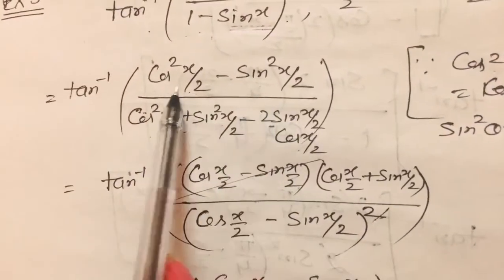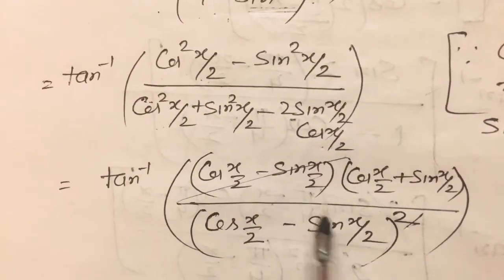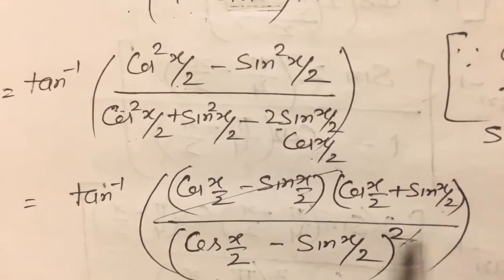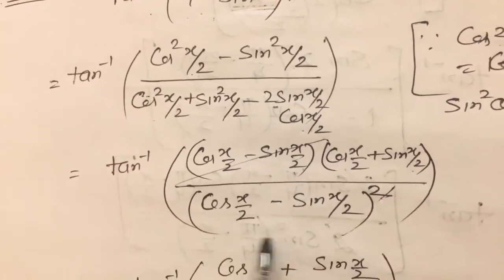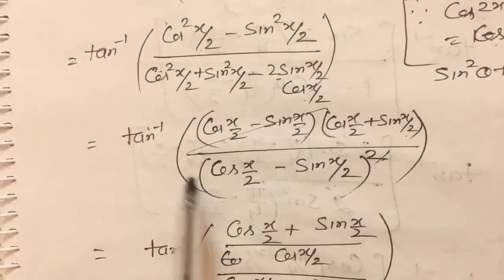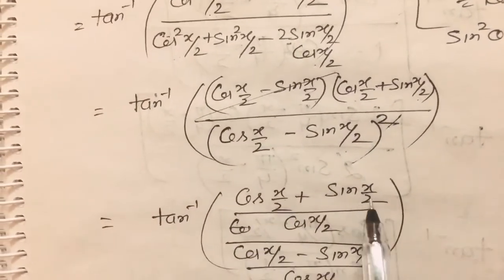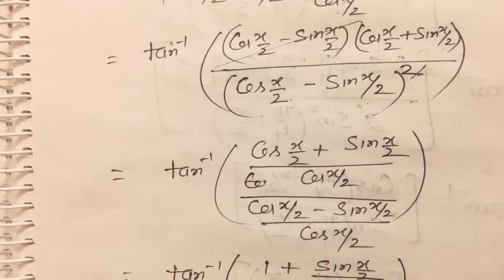And look at the numerator, this is a square minus b square. We can write a minus b into a plus b. So this is cos x by 2 minus sin x by 2, and this is cos x by 2 minus sin x by 2 whole square. So we can cancel one. So what is left here? Cos x by 2 plus sin x by 2 in the numerator. What is left below? Cos x by 2 minus sin x by 2.